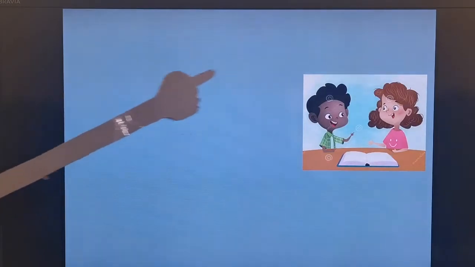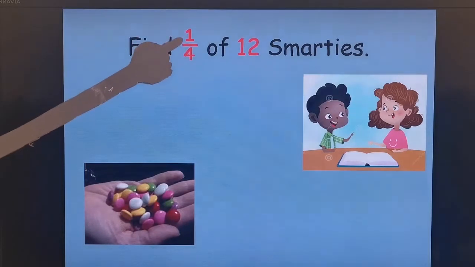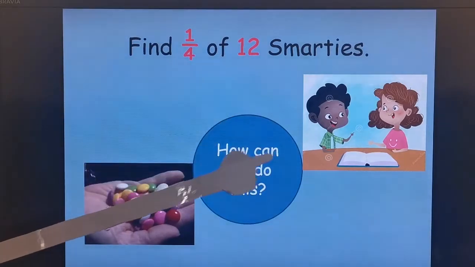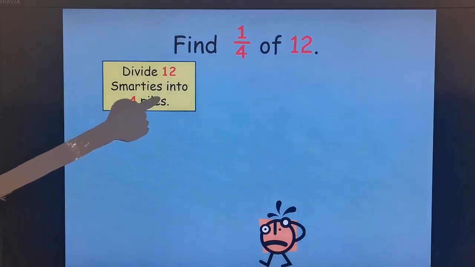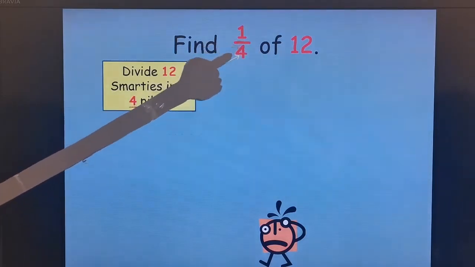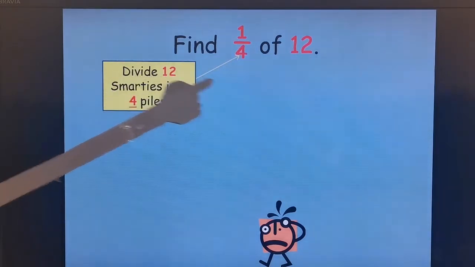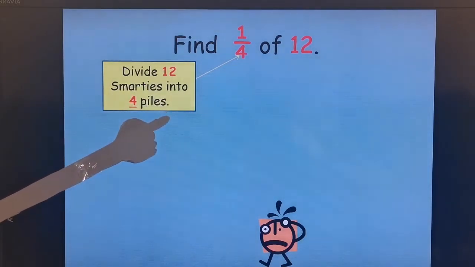Let's go there. Now, I have this boy and girl, and they have these Smarties, and there is a question telling us to find 1/4 of 12 Smarties. Now, he's asking, how can you do this? All right, to find 1/4 of 12, first of all, look at this 4. Look at this denominator. You have to divide the 12 Smarties into 4 piles.